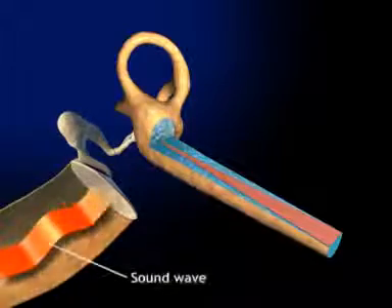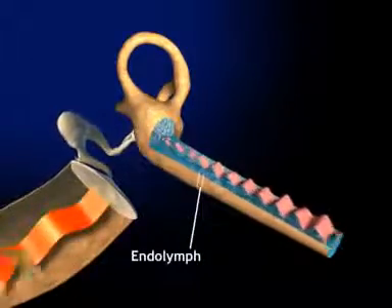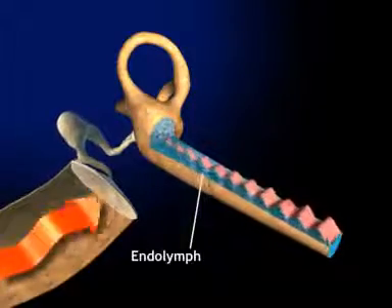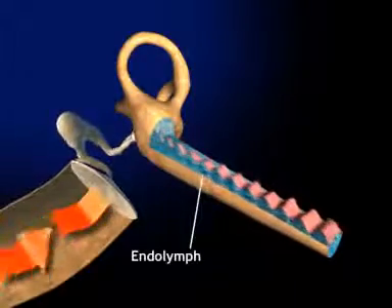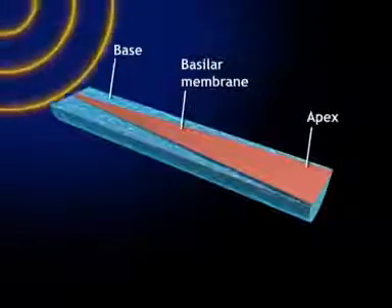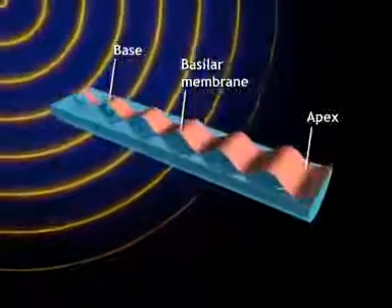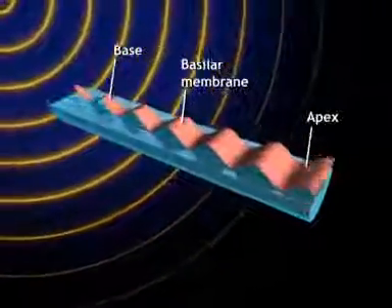When a sound wave pushes the footplate of the stapes at the oval window, endolymph is displaced within the scala media, the chamber containing the basilar membrane. Movement of the endolymph makes the basilar membrane bend near its base, starting a wave that propagates toward the apex. The distance the wave travels depends on its frequency.